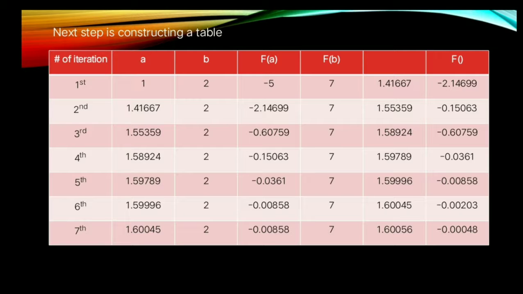Then 1.55359, and negative 0.15063. So third, a is 1.55359 and b is 2, and f(a) is negative 0.60759, f(b) is 7, then 1.58924, negative 0.60759. Now we continue the process.